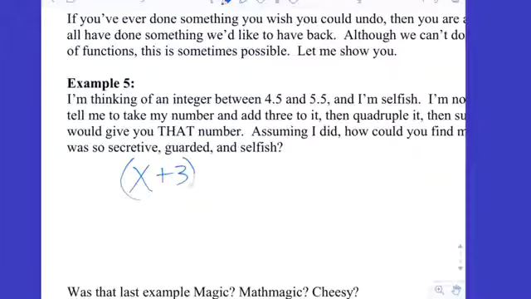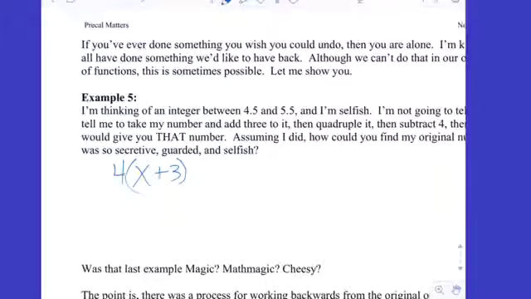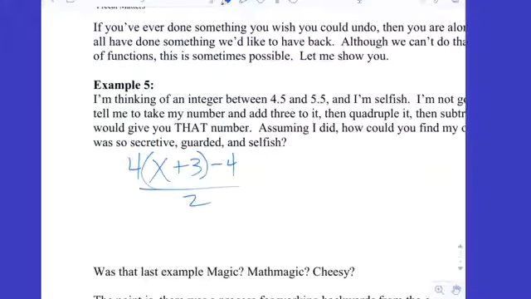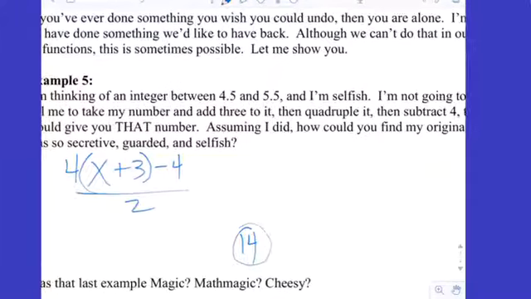I'm going to quadruple that number. And then I'm going to subtract 4 from that. And then I'm going to divide by 2. I'll give you that number. That number was 14. Could you, knowing how I got to 14, work backwards and get my original number that I was so selfish and didn't tell you? Yes, you could.